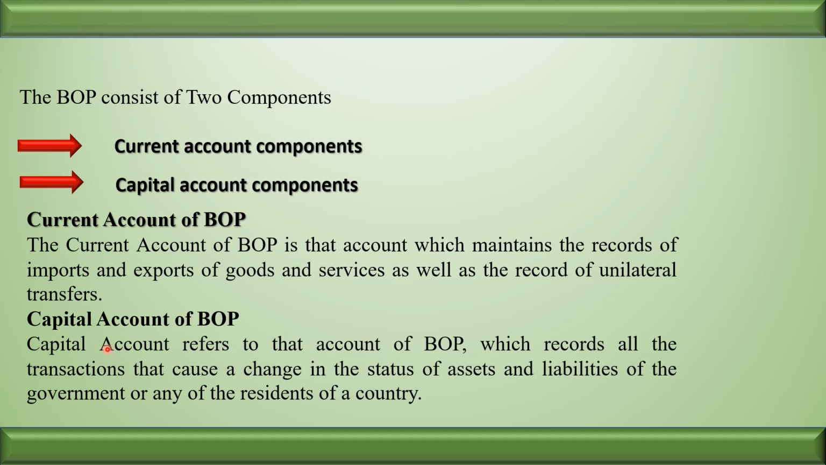Capital account of BOP. Capital account refers to that account of BOP which records all the transactions that cause a change in the status of assets and liabilities of the government or any of the residents of a country. In very simple words, we can say current account is related with a short period which has no effect on the asset and liability of the government, whereas capital account transactions are the transactions which have an impact on the assets and liability of the government.